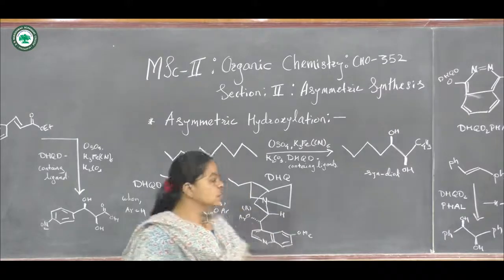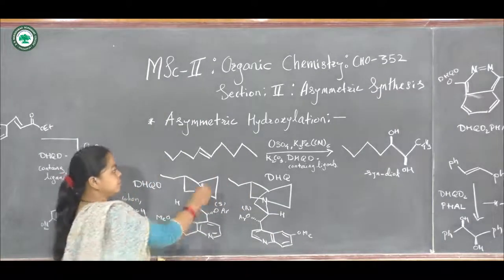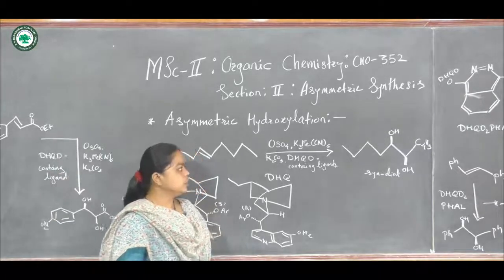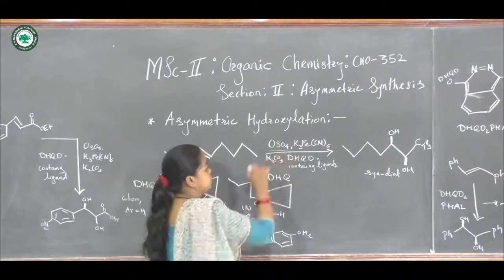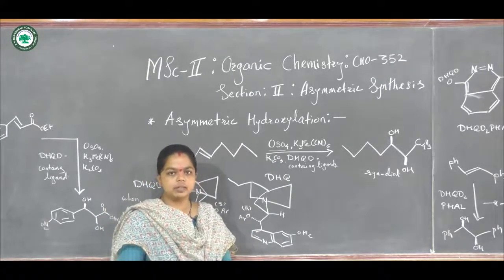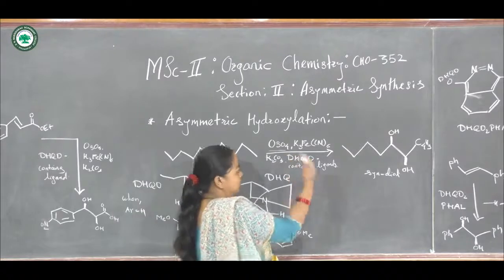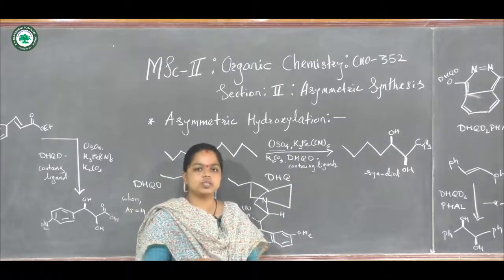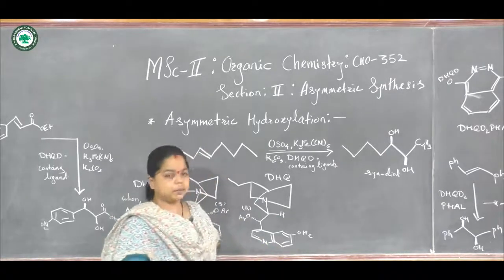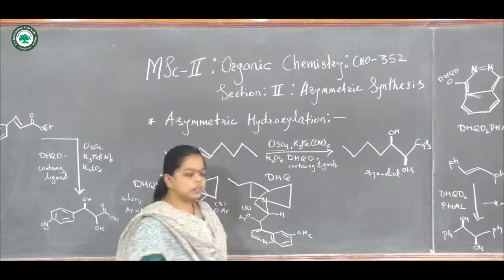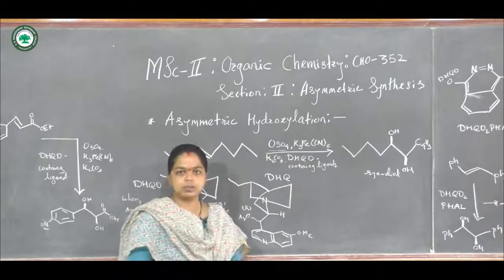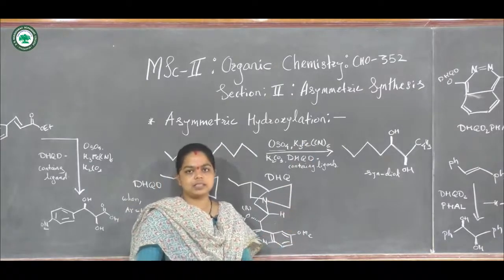Now let us see this first reaction. This is an olefinic compound in the presence of the oxidizing agent used in this reaction. It is osmium tetroxide. We know that osmium tetroxide carries out the syn hydroxylation reaction. Now some compounds are also used in this type of reaction, which may be additives or the oxidant compound. Here osmium tetroxide is the oxidizing agent used. Second is the potassium ferricyanide complex. It acts as the oxidant.